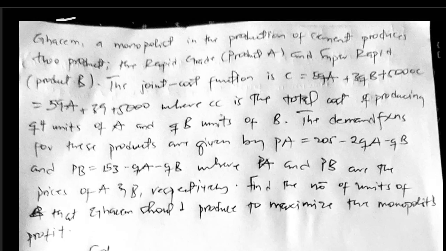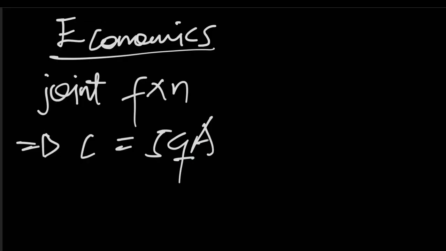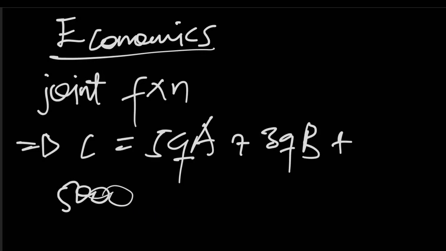So the question has given us everything that we need to solve this problem. The question has given us the joint function, which is equal to C = 5QA + 3QB + 5,000.